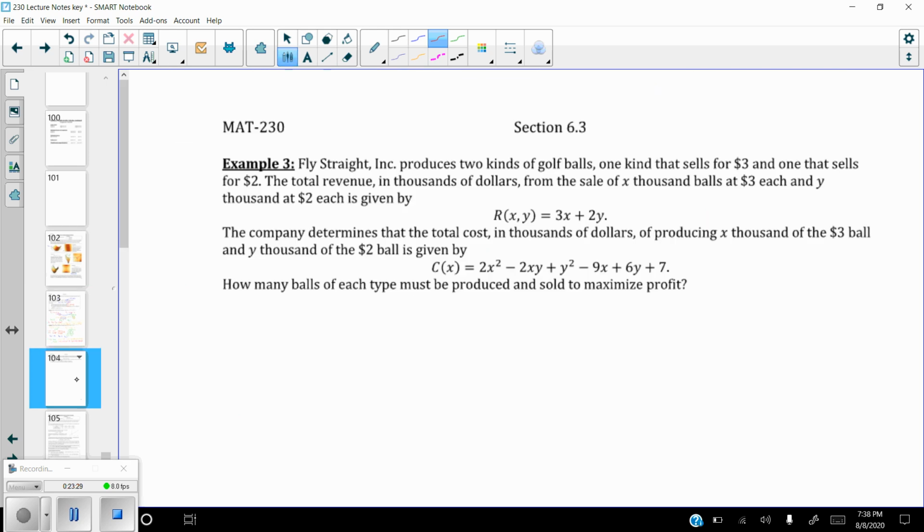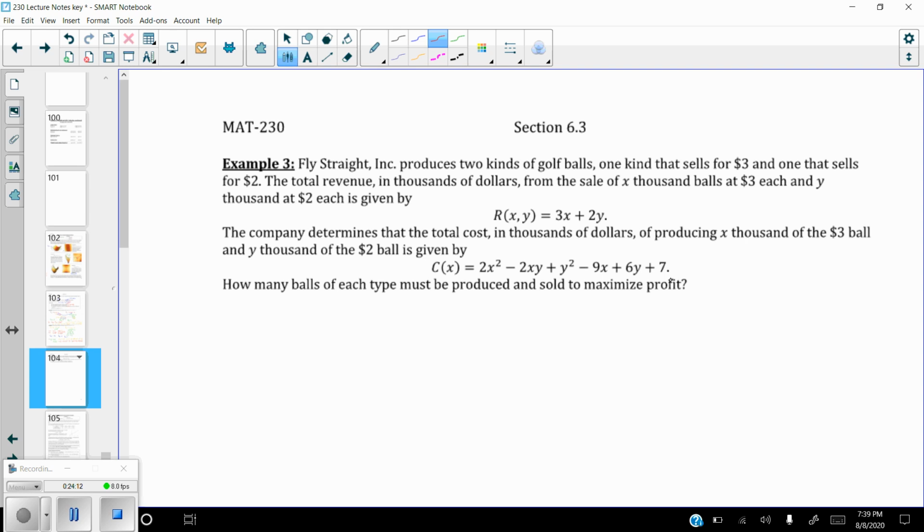Example 3. Fly Straight Incorporated produces 2 kinds of golf balls, one kind that sells for $3 and one that sells for $2. The total revenue in thousands of dollars from the sale of x thousand balls at $3 each and y thousand at $2 each is given by R(x, y) equals 3x plus 2y. Okay, there's a lot of stuff going on there, but basically they've given you the revenue function. The company determines the total cost of producing these same items is what you see below. I'm not going to read that whole thing there. How many balls of each type must be produced and sold, excuse me, to maximize the profit?